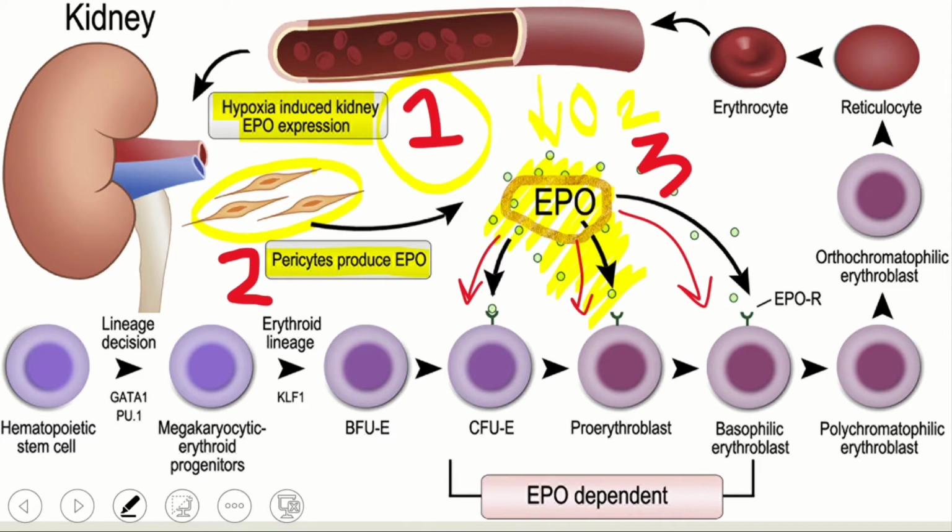So these go and affect the EPO dependent stages, meaning the stages that are undergoing in the bone marrow among all the erythroid progenitor cells. It will only act on these particular stages: the colony forming unit erythroid, the pro-erythroblast stage, and the basophilic erythroblast stage, and not on the earlier or later stages. It will only act on these stages.